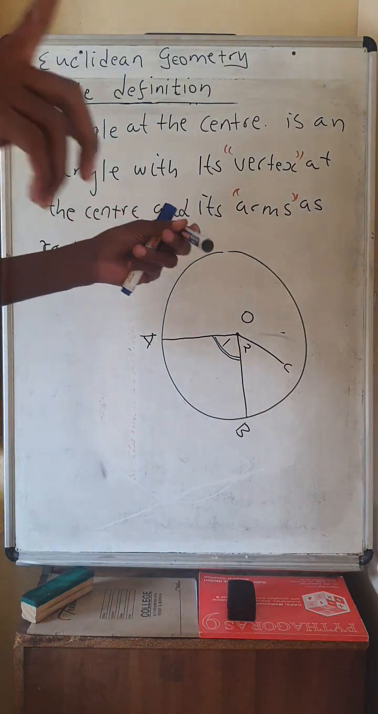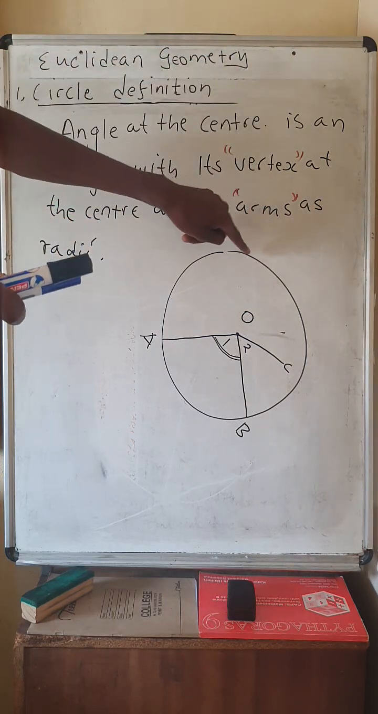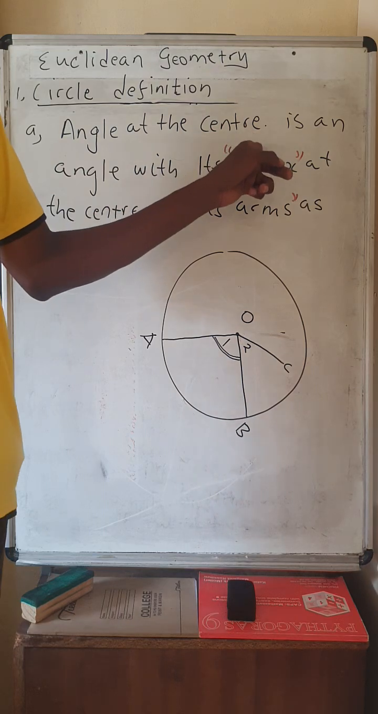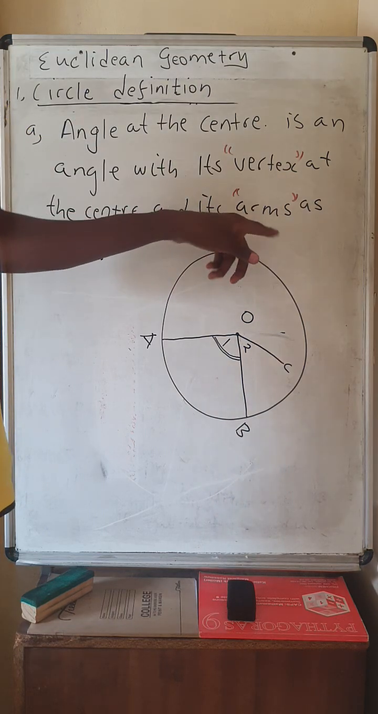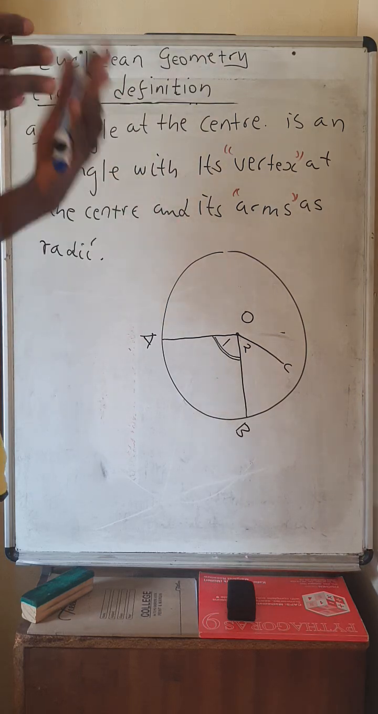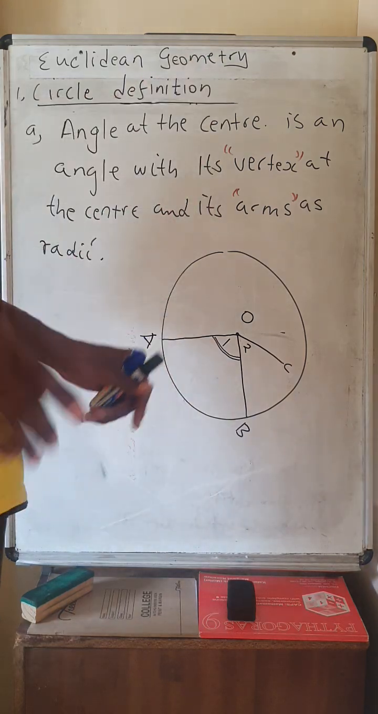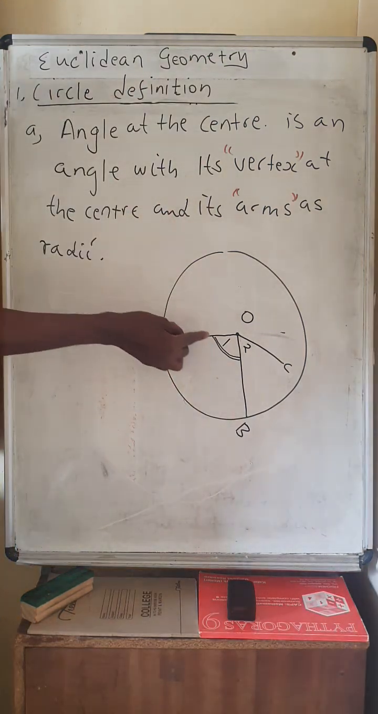The only way I can know that is by checking these two conditions: checking if the vertex is at the center, and also checking if the arms are radii. If I do that, then I can say yes, the angle is at the center if and only if these two conditions are met. So now let us start. We are looking at angle O1.